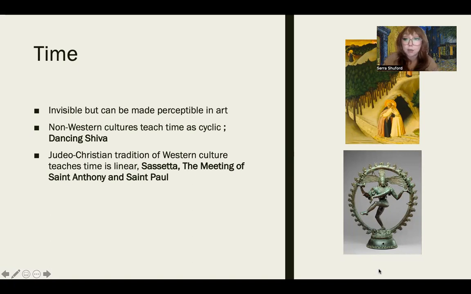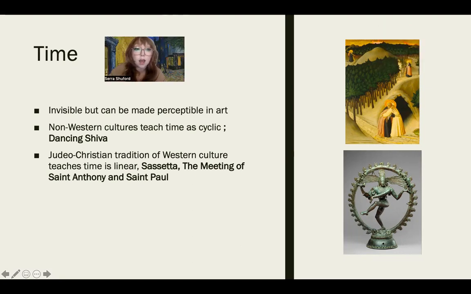We see there are two types of time that are taught and seen in our artworks. The first that I've got here is the non-Western culture that teaches time as being a cycle. And we can reference this piece down here. It's the Dancing Shiva, which is one of the gods of Hinduism. Both of these pieces are telling a religious story, and they have very different ways of doing so. So let's compare these two pieces together when we're talking about this concept of non-Western versus Western ways of seeing time in art.